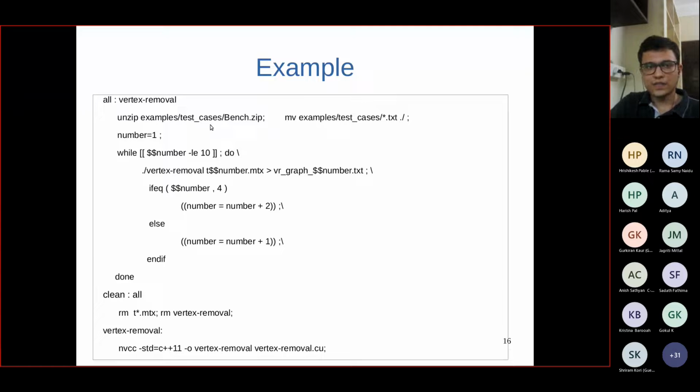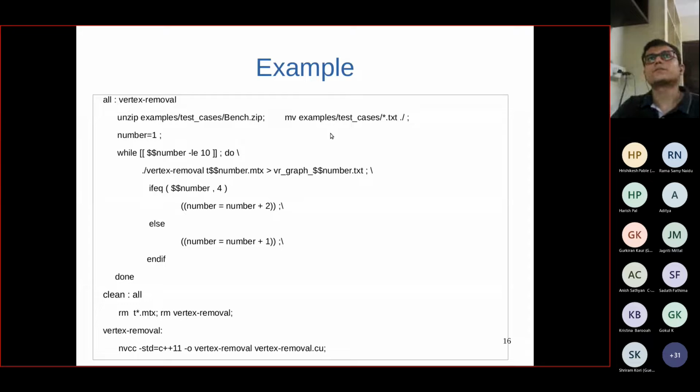inside this bench.zip, t5.mtx was missing, and hence, to ensure that t5 is not run, the execution of t5 is skipped. We have written this if else condition to make sure that it is not run on it. So after 4, this number will jump to 6. So T1, T2, T3, T4 will be executed. This vertex removal will be executed on T1, T2, T3, T4, and then T6, T7, T8, T9, and T10.